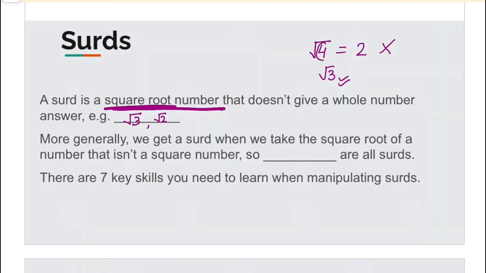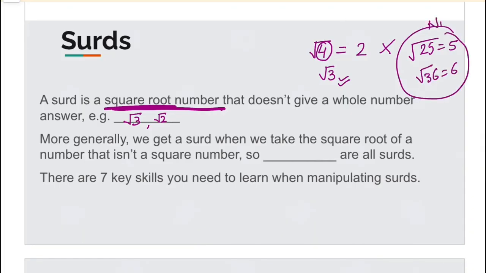So 4 is a square number. Then 25 is a square number, so when you do square root of that, you get 5. Square root of 36 is 6. So these numbers are not surds. The numbers such as square root of 5, square root of 6, square root of 7, square root of 8, these numbers are surds that do not give you a whole number as an answer.